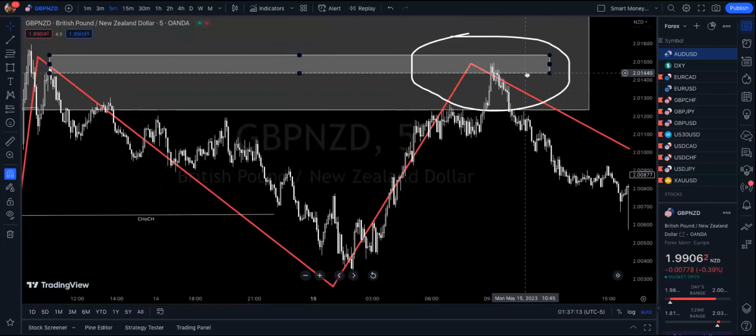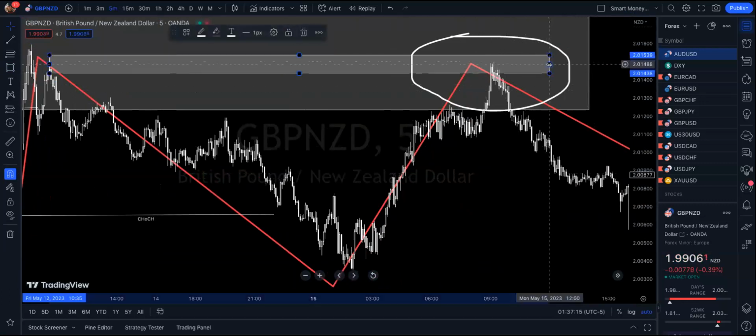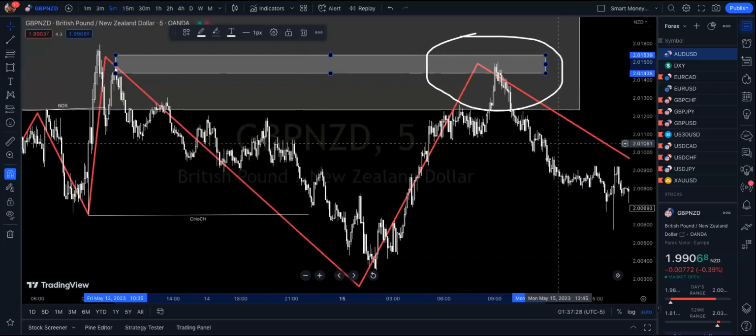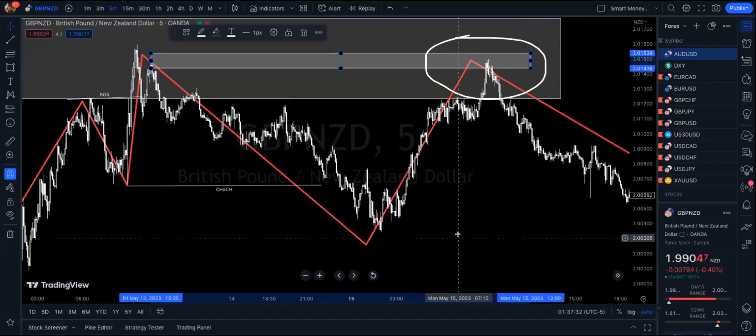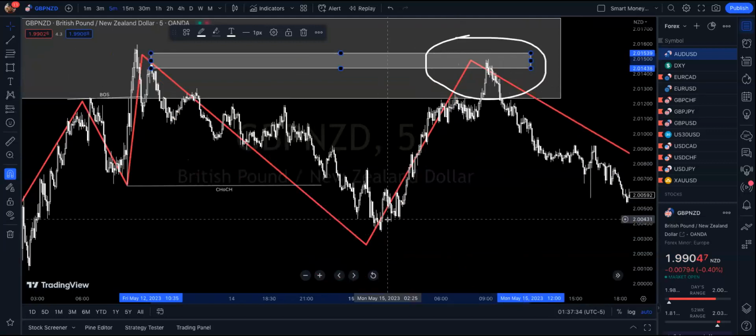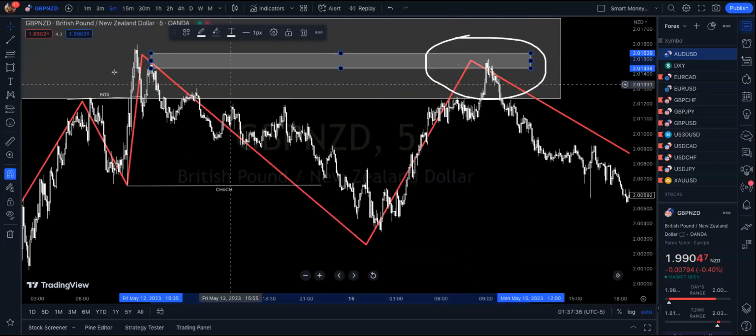And how big is this zone? Look at this. 201.43.8 to 201.53.9. 10.1 pips. You get a 10 to 1 risk to reward ratio. Let me tell you, you could take this trade down to this low right here, for about 100 pips. A 10 to 1 risk to reward.